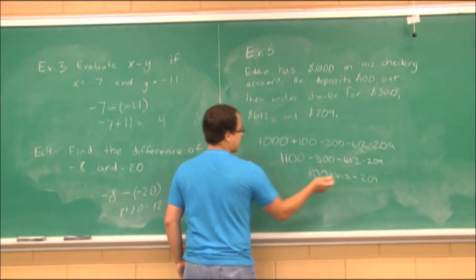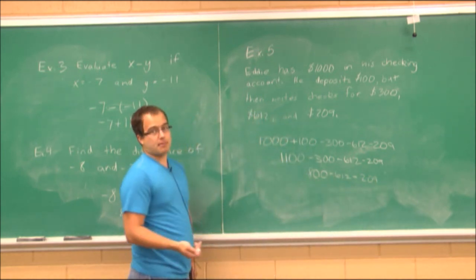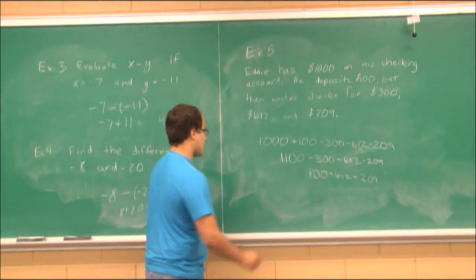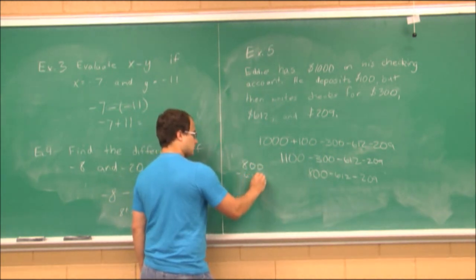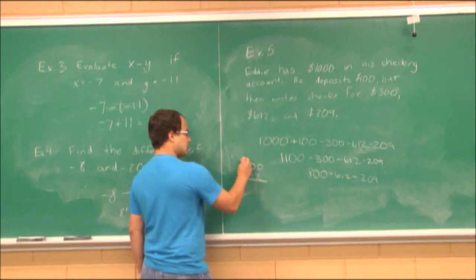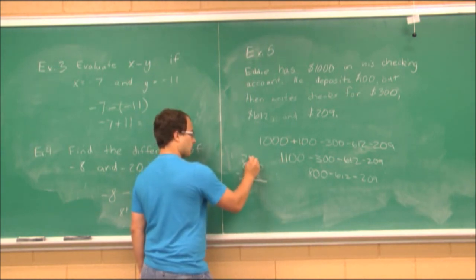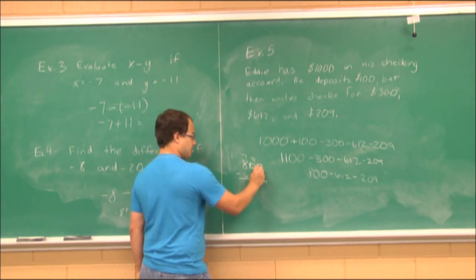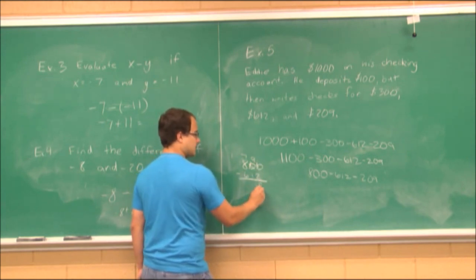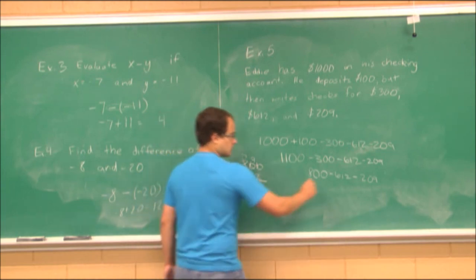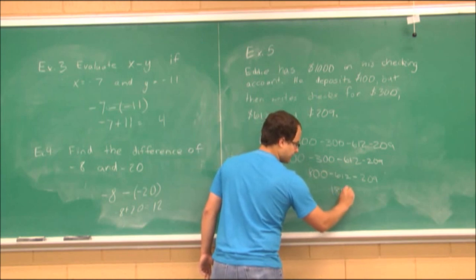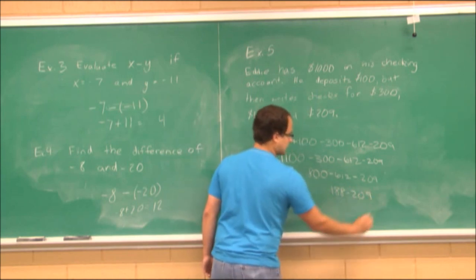Now 800 minus 612. They have opposite signs, so I'm going to subtract them. And I'm going to do that over here. I need to borrow. 10 minus 2 is 8. 9 minus 1 is 8. 7 minus 6 is 1. So that's 188 minus 209.